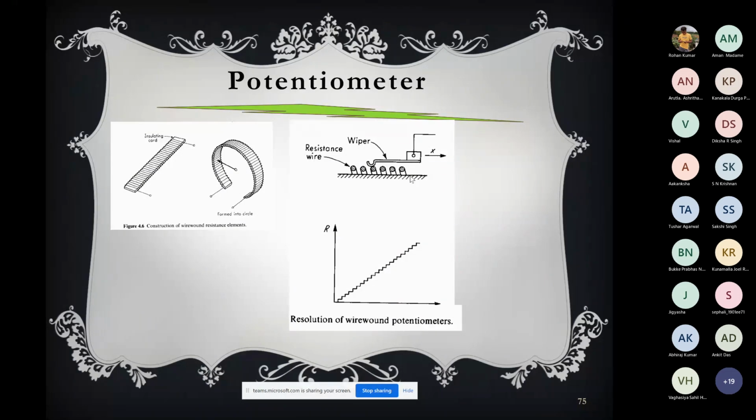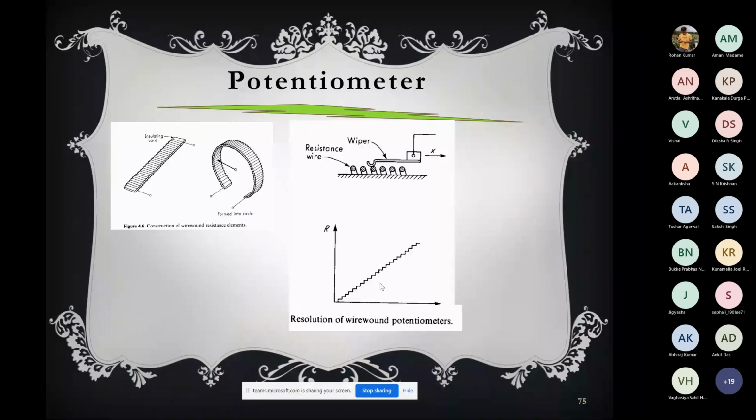If you see what the R values will be as a function of displacement x: when displacement is 0, there is no R, and then as it moves R increases, and when it goes to the next turn, R increases with a jump. So the increase of R will not be continuous. It will be discrete, a step increase. As the increase of R is not continuous, the resolution also will be affected. So the resolution of the potentiometer will be strongly influenced by the construction of the resistance.